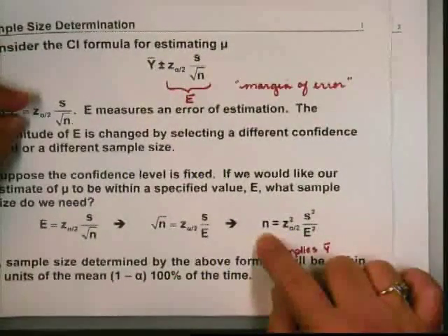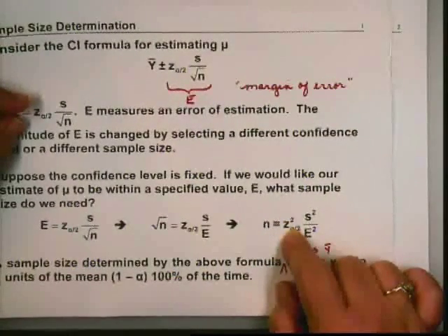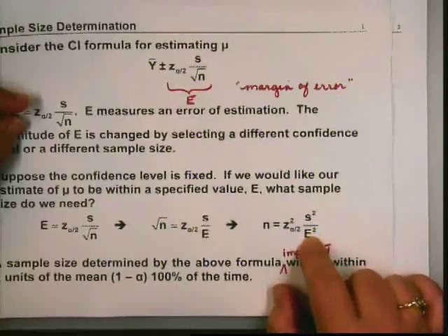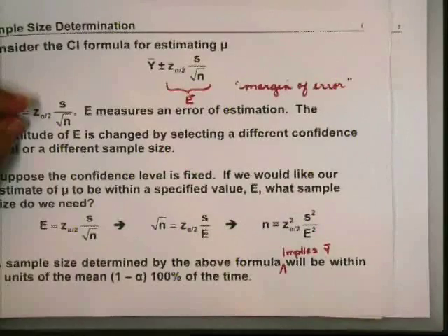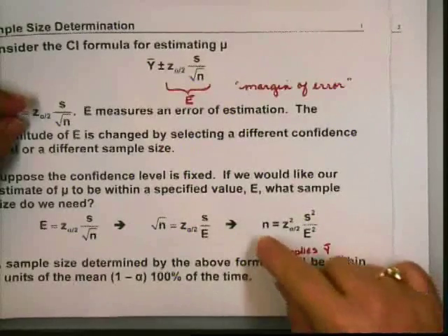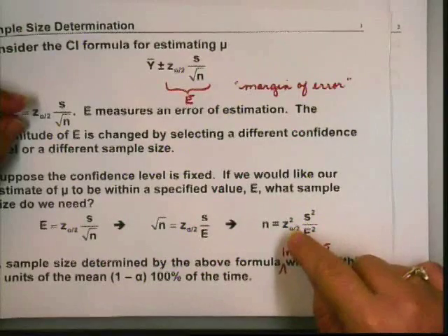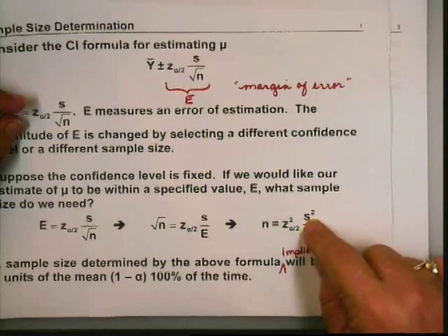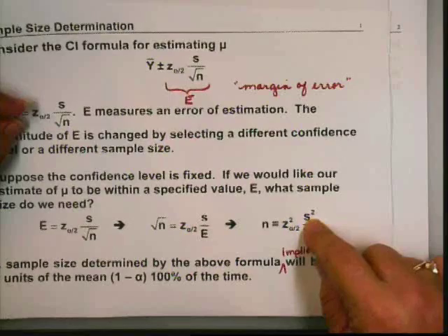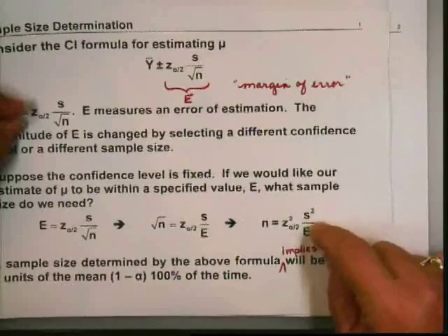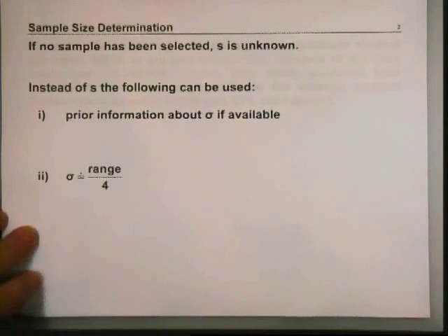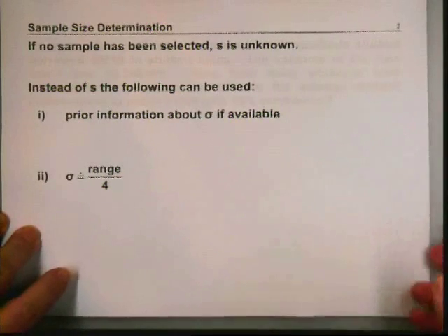The problem with this formula is, this is determined solely by confidence level. This is determined by the bound on the error or margin of error, that's determined by the application or the researcher. How do we determine sample size? How do we determine sample variance if we don't have a sample? If we're trying to decide on what the sample size is, but we don't have a sample to compute sample variance, how do we do that? If no sample has been selected, then this value of S or S squared is unknown.